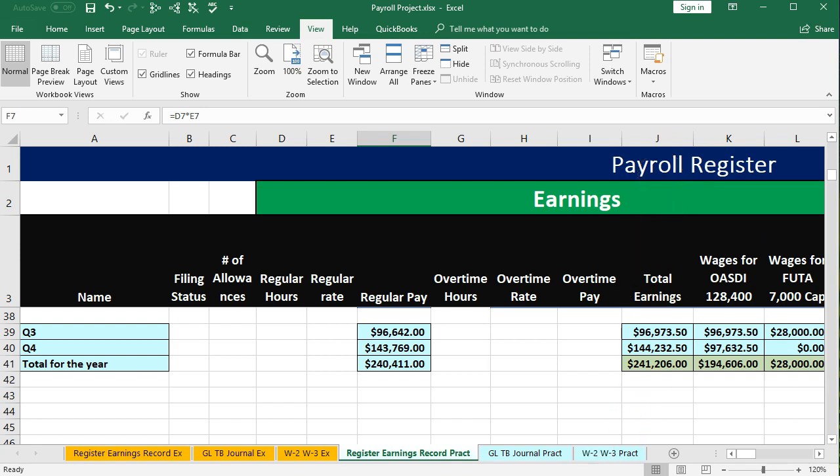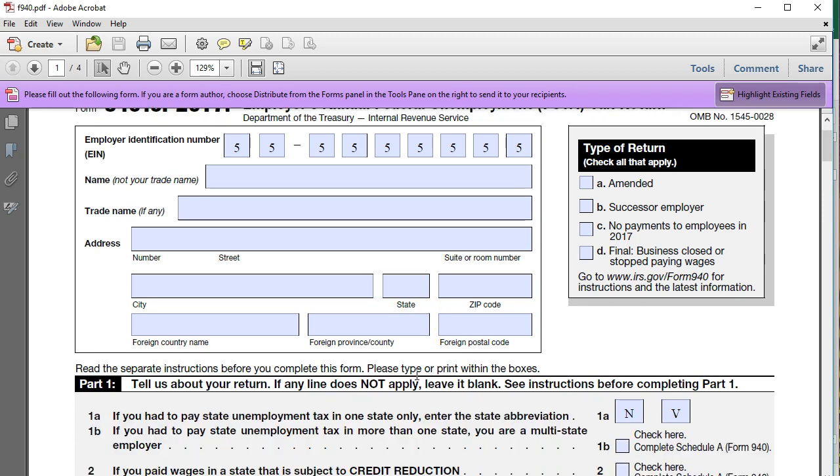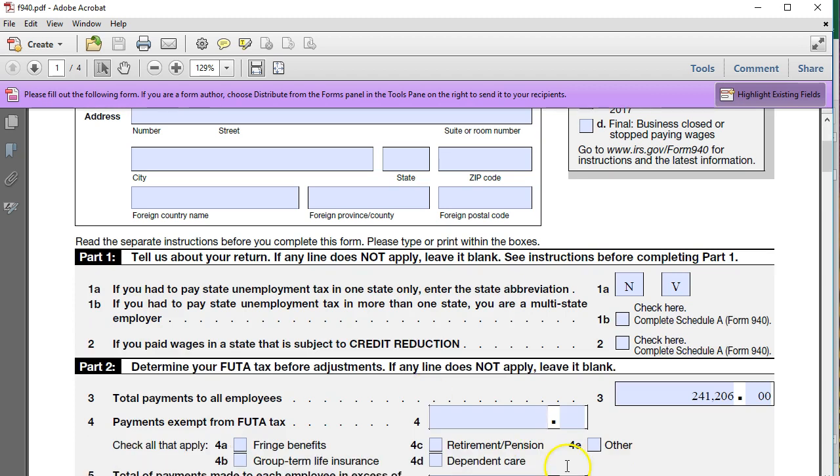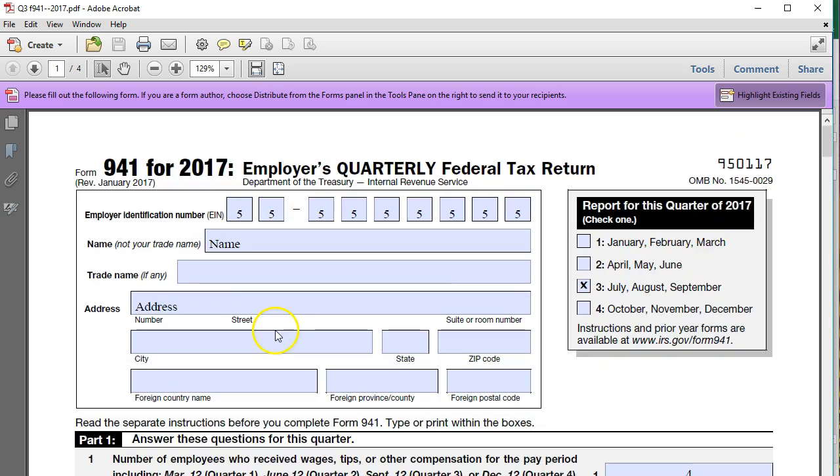So then we're going to go back to our forms here. The forms that we have are going to be the 940 and the 941s. Now, first, we can look at this item here and say, okay, here's the 241,201, which is total earnings. And we might think that that should match out to the 941s, but that's not necessarily the case.